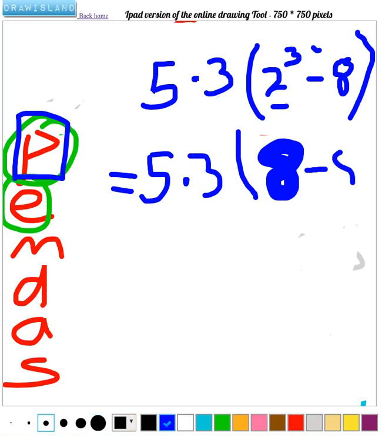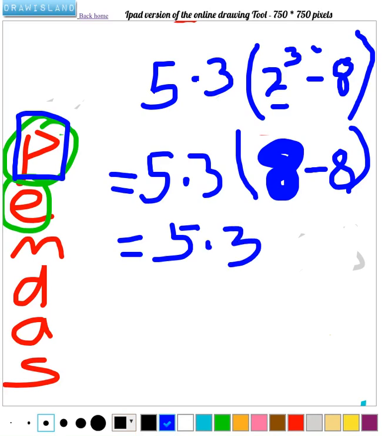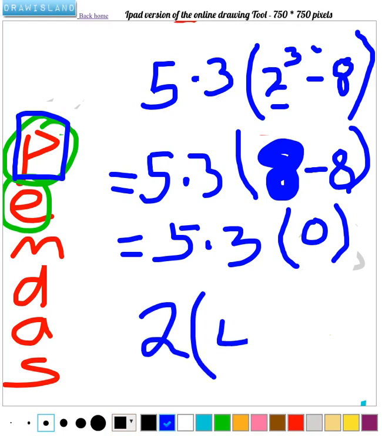minus 8. That is equal to 5 times 3, and then parentheses 0. Whenever you have a number, like suppose you have 2, and then parentheses 4. If there's nothing between it, all it means is this times this.